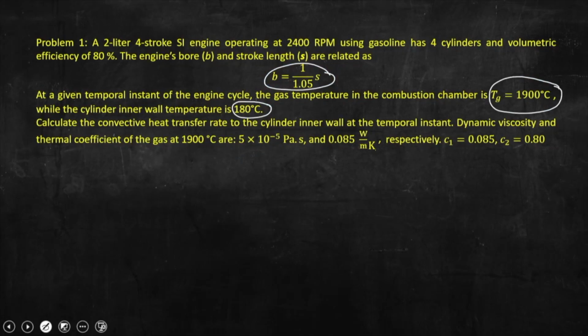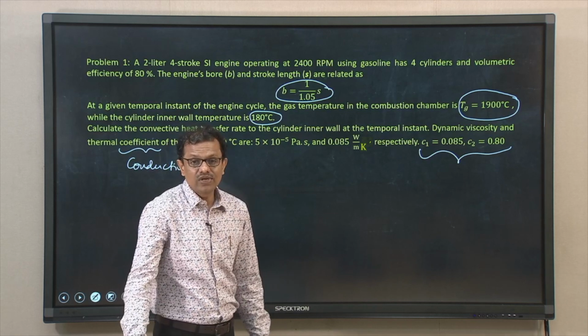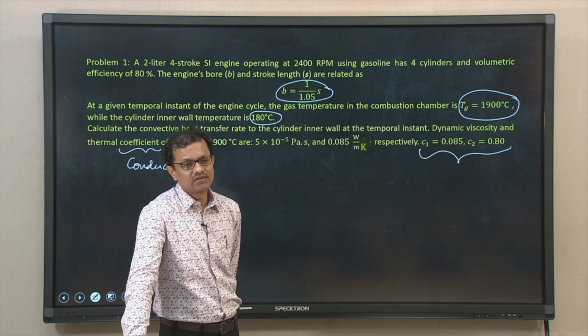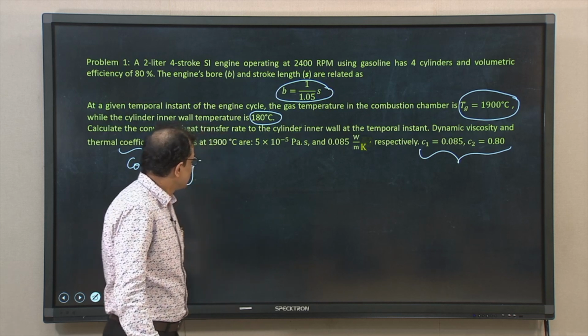Dynamic viscosity and thermal conductivity of the gas, it should be thermal conductivity. So, please read: the viscosity and thermal conductivity of the gas at 1900 degree Celsius are 5 into 10 power minus 5 Pascal second and 0.085 watt per meter Kelvin respectively. These two constants are given, C1 and C2. Essentially, if you try to recall, these two constants are needed to calculate the Nusselt number, knowing the Reynolds number. So, we have to solve this problem.